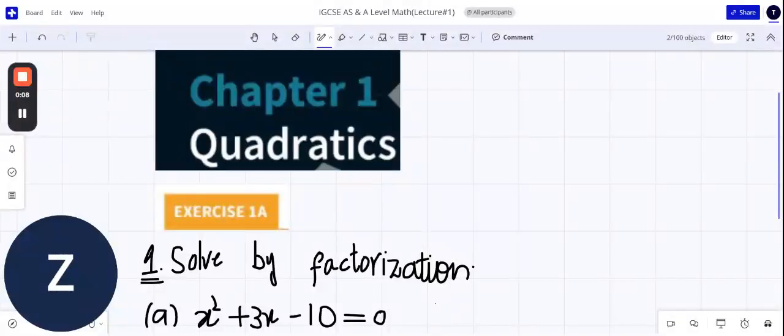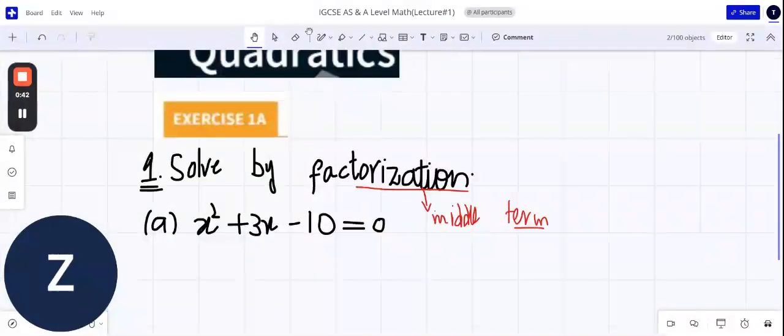Today we are going to start the IGCSE AS and A level Mathematics, Pure Maths 1, Chapter 1, Quadratics, Exercise 1A. Our first question is solved by factorization. What is meant by factorization? It means the middle term breaking method. This is also called the middle term breaking method. It means we need to break down the middle term. So let's solve the first question.